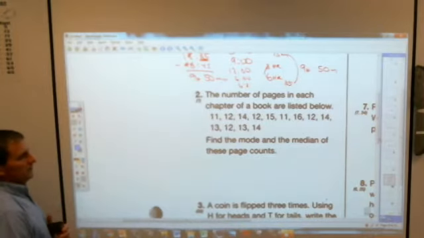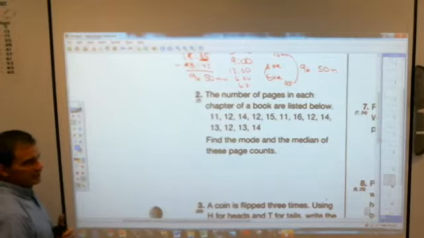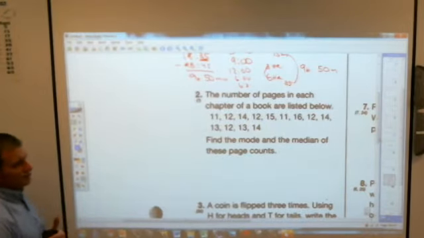Find the mode and median. Zachary, how did you go about arranging these numbers? Did you make a line plot? Did you just order them from least to greatest? Did you do a stem and leaf plot? Did you not do any of those? Because if you don't do those, you're going to get it wrong.